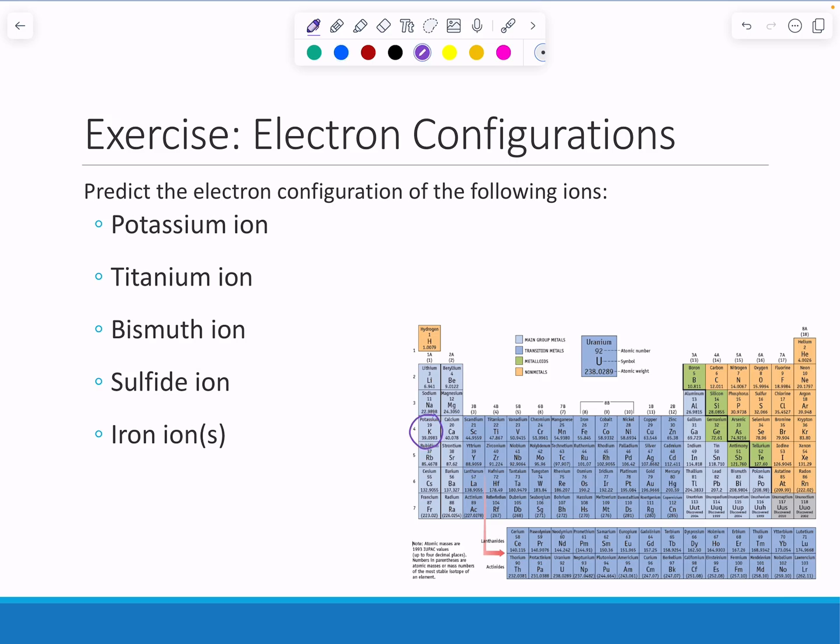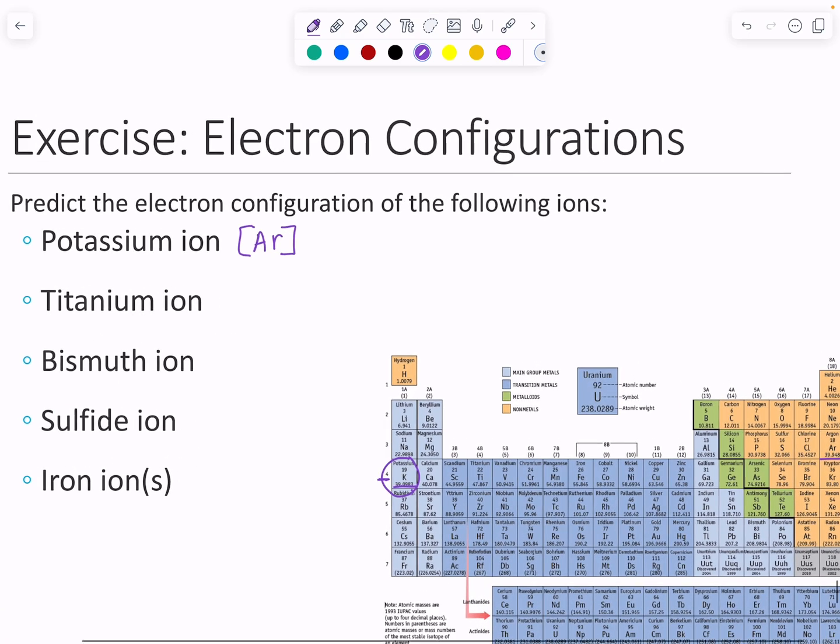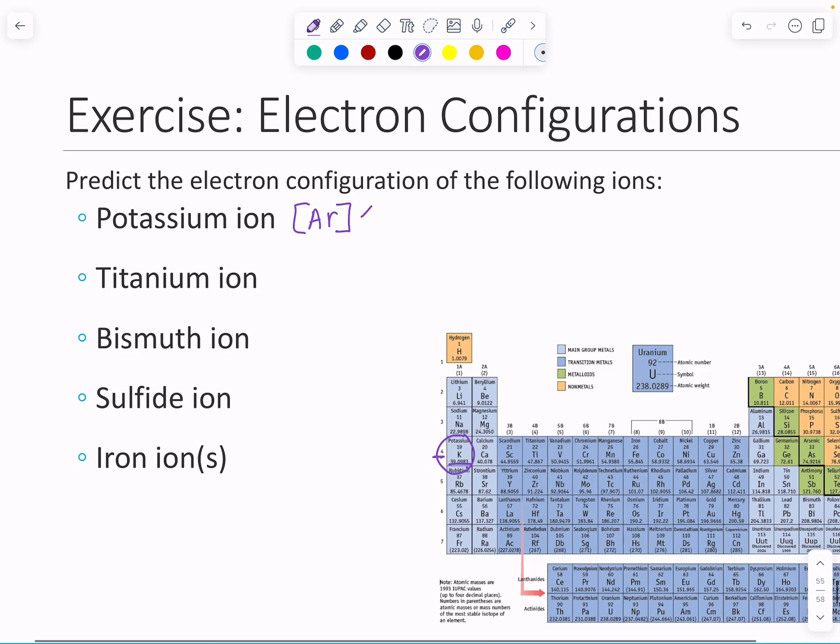Potassium is over here on this position in the periodic table, right? And so if we're using our noble gas notation, the nearest noble gas is argon, right? And then we know we're in the S block, we're in the 4th row, and we're in the first box. So we go 4s1. That is the neutral atom.